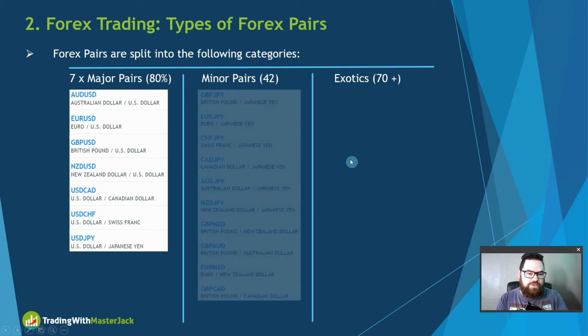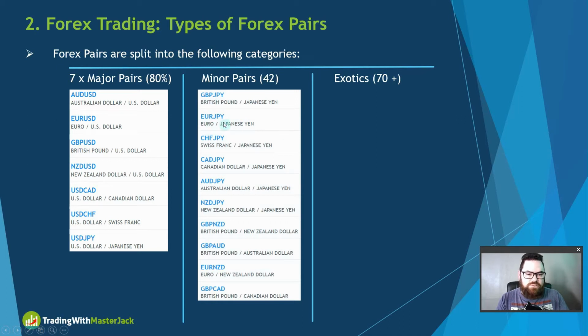And then we have the minor pairs, which is basically all the crosses. They're also known as crosses. That's just a difference in terminology. Minor pairs are crosses of the other pairs from the major pairs crossing with each other, like the euro and the Japanese yen, the Canadian dollar and Japanese yen, the euro and the New Zealand dollar, etc. There are said to be about 42 of them, give or take. But of course that would vary with your broker. Your broker doesn't always offer you all of the currency pairs that exist. They only trade with specific currency pairs, which is most commonly the major pairs, a bunch of the minor pairs, and some of the exotics.